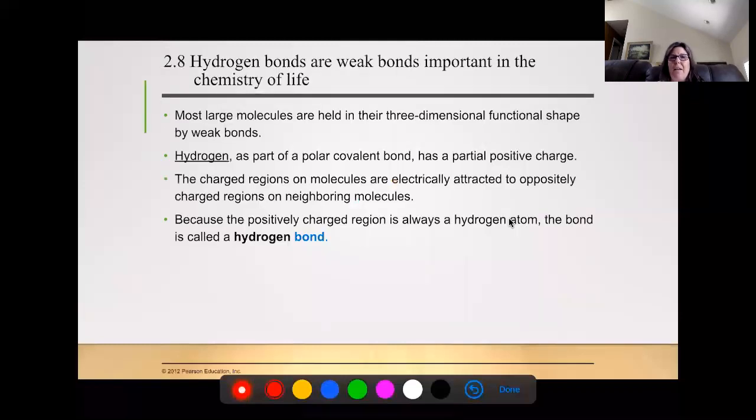Now, the last type of bond I will talk about are hydrogen bonds, and these are very weak bonds. So they're important when we talk about the shape of certain molecules, especially proteins. Now, hydrogen, remember, is kind of special here. When it's part of a polar covalent bond, remember, it has that partial positive charge. And so this charged region on the molecule is electrically attracted to the negative region on another molecule. And since it's usually a hydrogen bonding with another element, we call it a hydrogen bond.